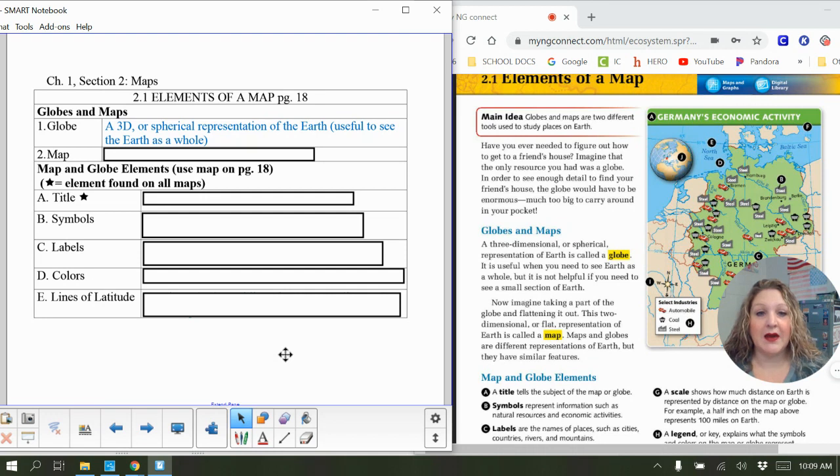Okay, and then a map. Again, we have that highlighted over here in the text. So the answer is this two-dimensional or flat representation of the Earth. So a 2D or flat representation of the Earth.